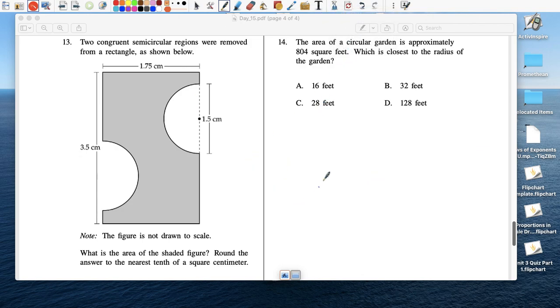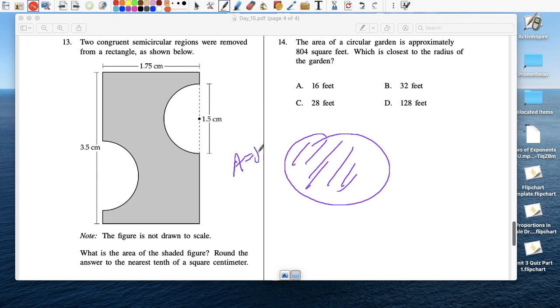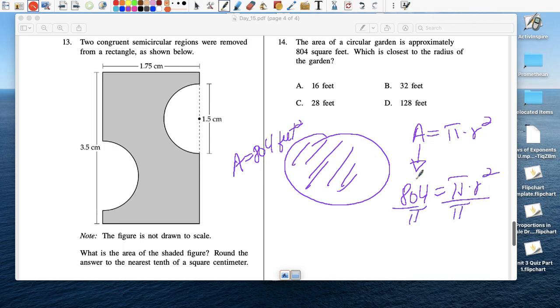14, we have a circular garden, and the area inside is A equals 804 feet squared, and we want the closest radius. So what's the radius? Well, A equals pi r squared. Let's substitute for area, which is what we know. Divide both sides by pi. So what's 804 divided by pi? It is 255. So that goes away. 255.